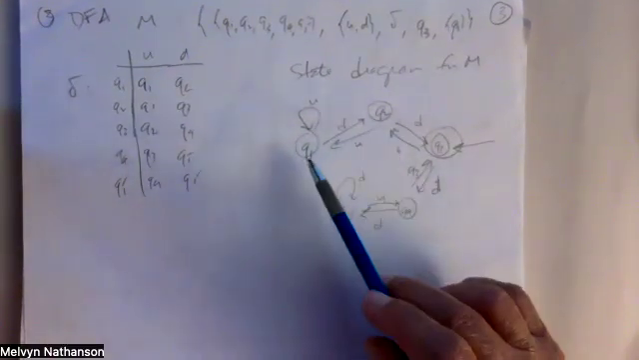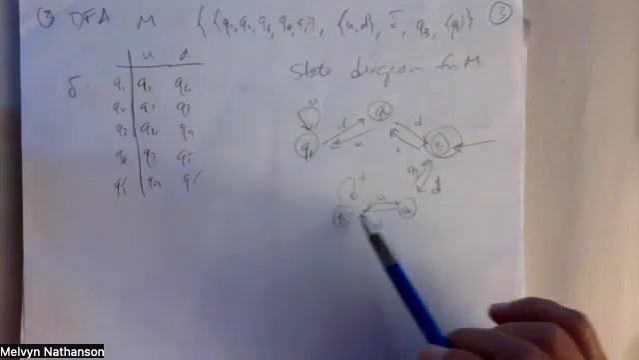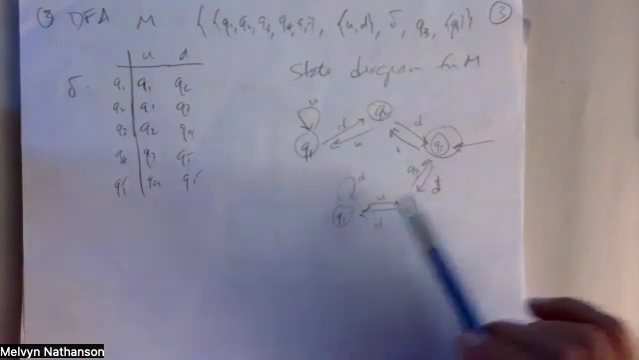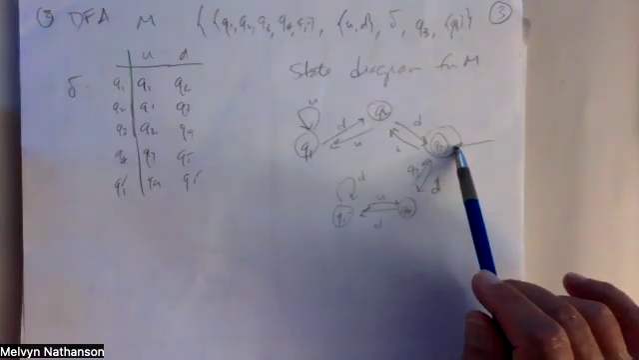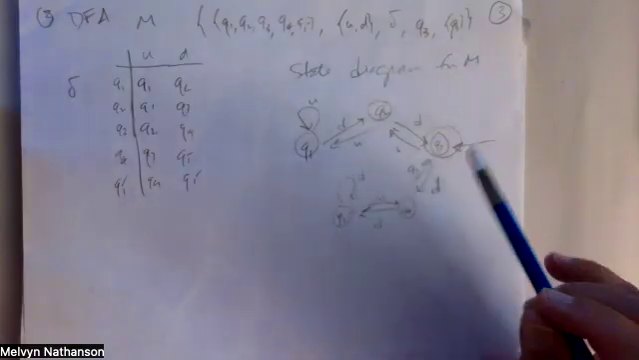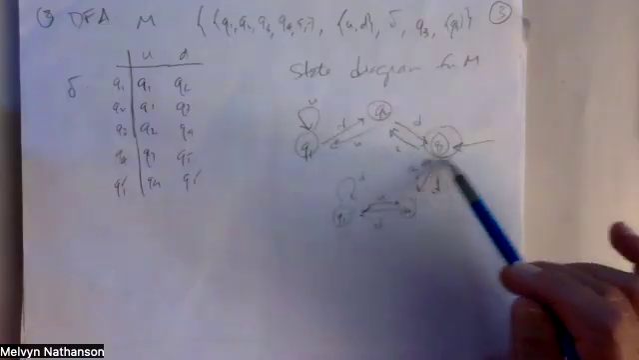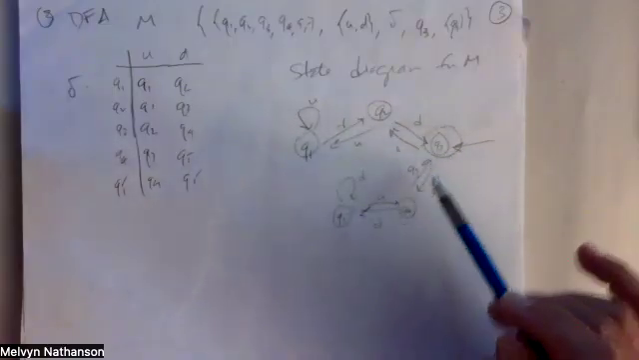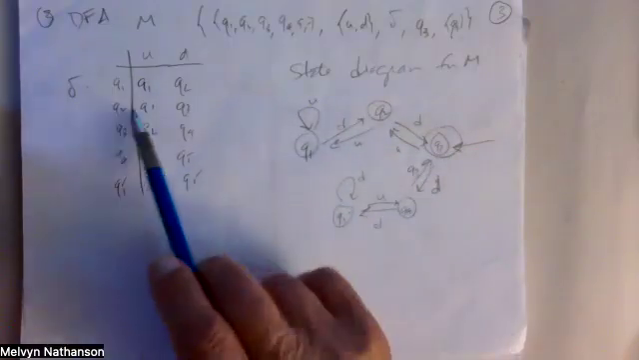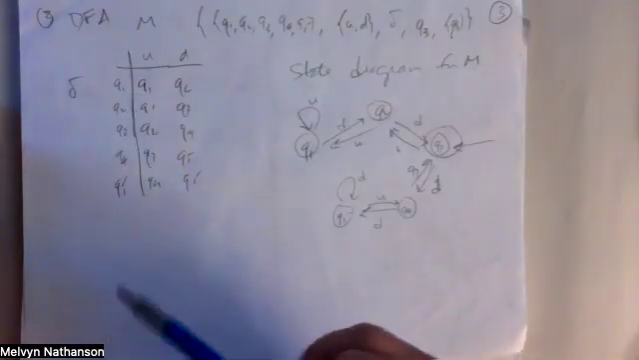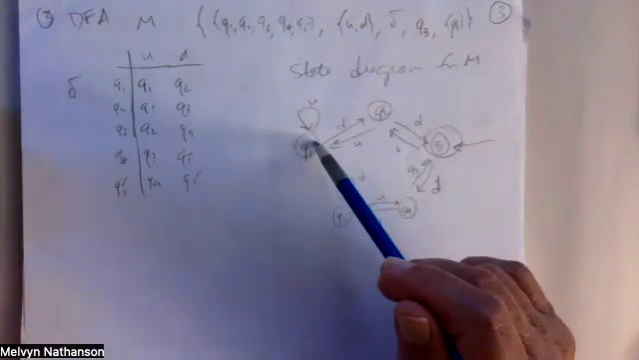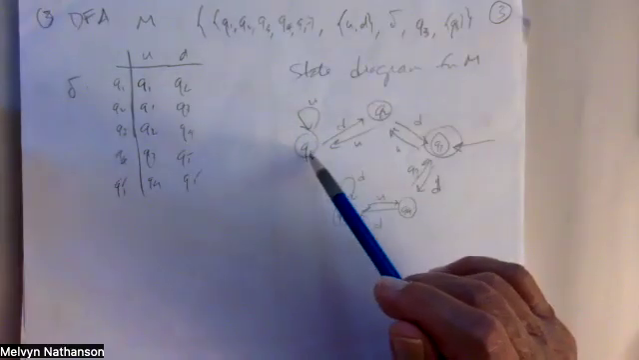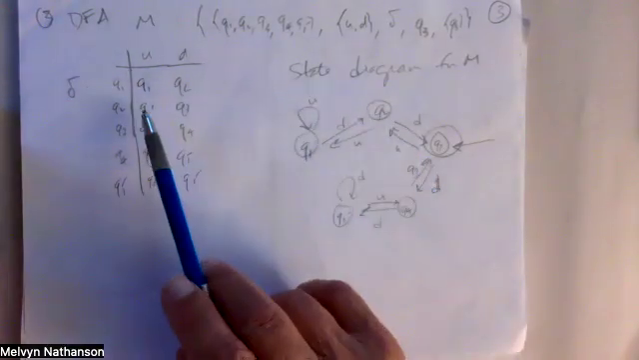you have 5 states, Q1, Q2, Q3, Q4, Q5. Q3 is the start state, so there's an arrow coming into Q3. Q3 is the only accept state, so there's a double circle around Q3. And this table tells you how to draw the arrows. So from Q1, U goes to Q1, and D sends you to Q2.